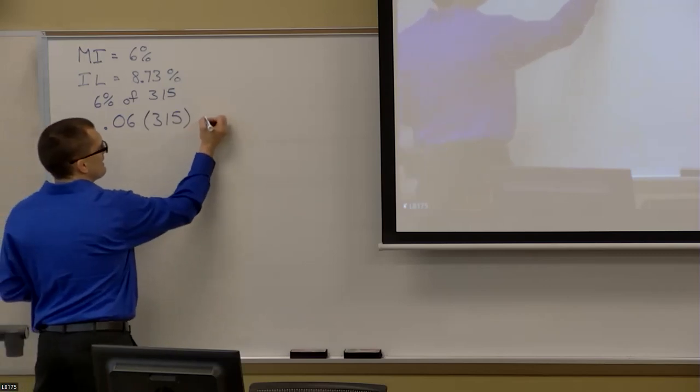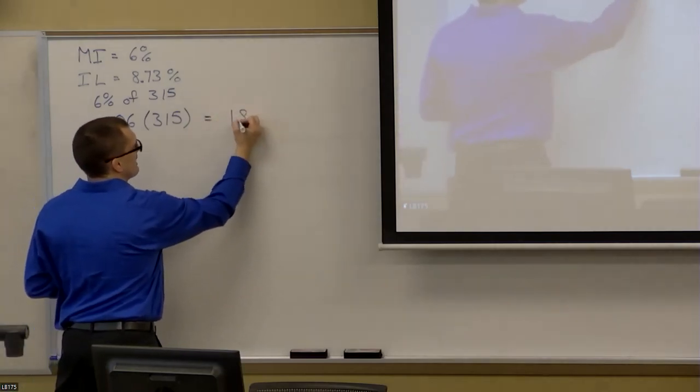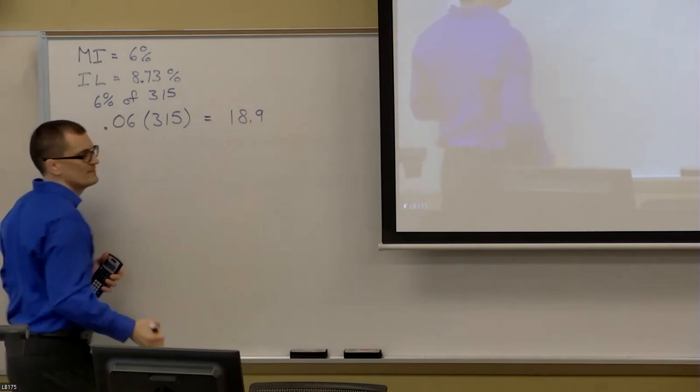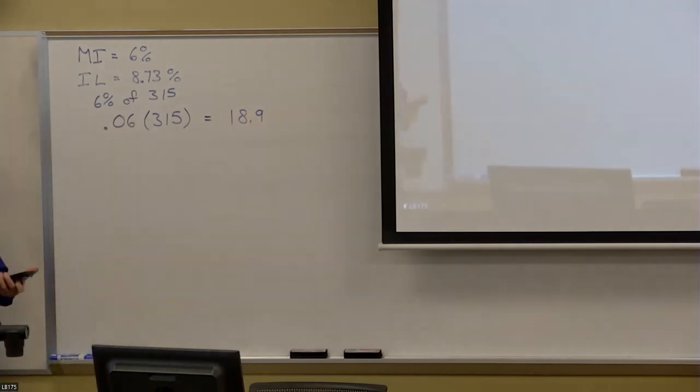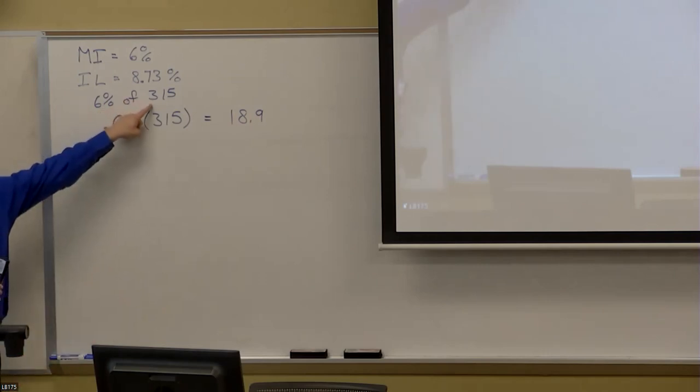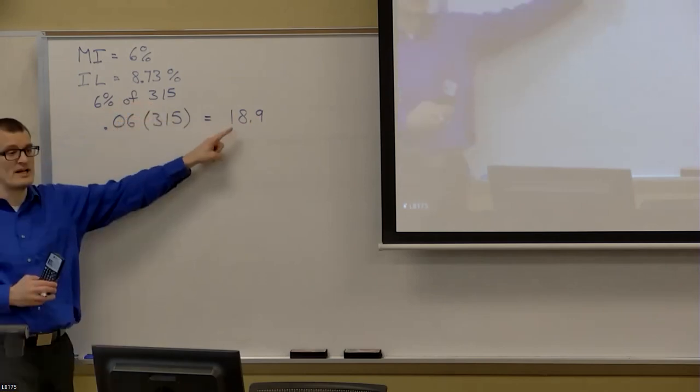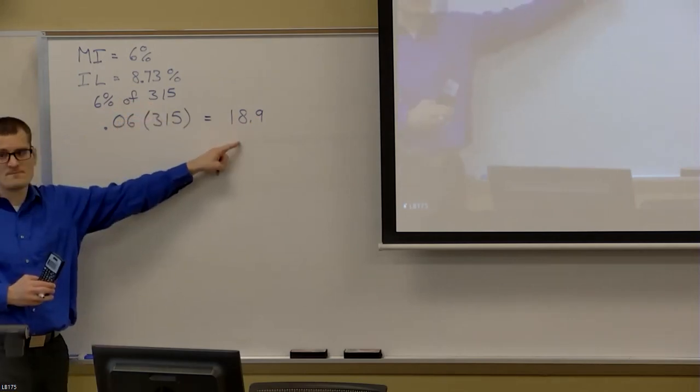And I ended up with 18.9. So 6% of 315 is 18.9. If it were 6% of $315, it'd be $18.9, right?